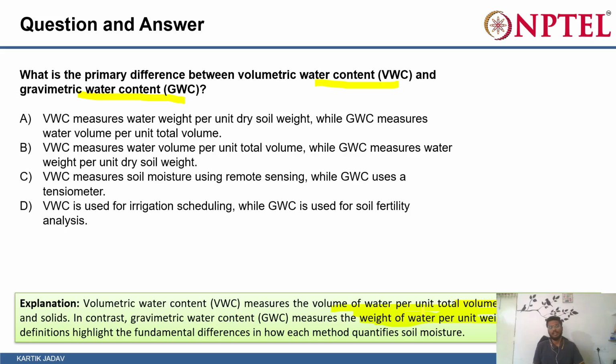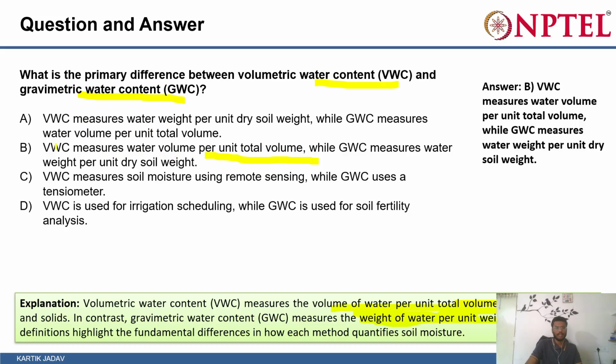Generally in the field, farmers use volumetric water content, right? Because it provides the total water content in real conditions, instead of not considering air and other solid particles. So here the correct answer is that volumetric water content is a measure of water volume per unit of total volume. So it is correct, right? Option B.